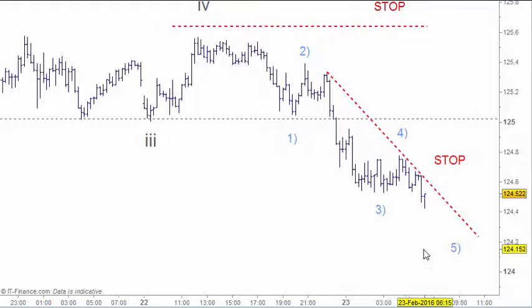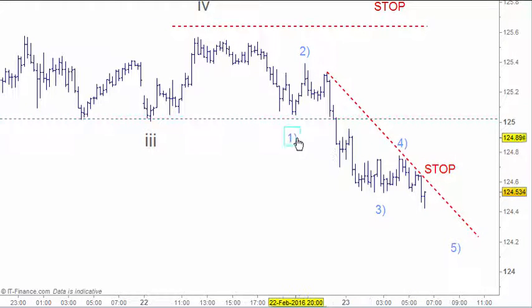We're quite close and have done a reasonable sort of job on this. So let's just use this trend line here as the stop, and let's just see how far she runs.